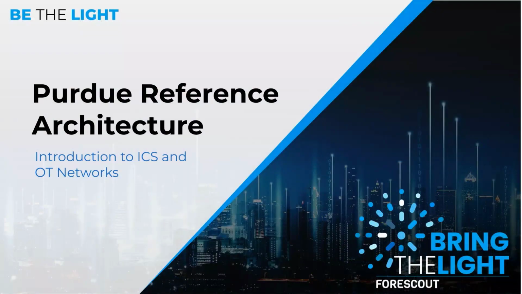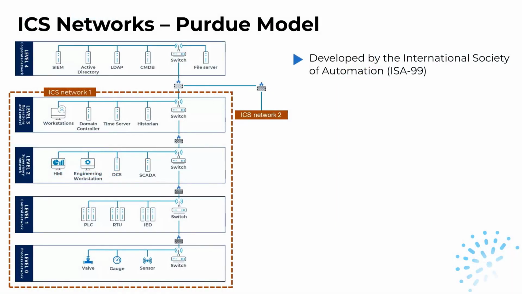In Lesson 3, we'll cover the Purdue reference architecture. The Purdue reference model was developed by the Purdue University Consortium for Computer Integrated Manufacturing in the 1990s and was standardized by the International Society of Automation as ISA-99. Today, it serves as a reference model in IEC 62443, a security standard for control systems.